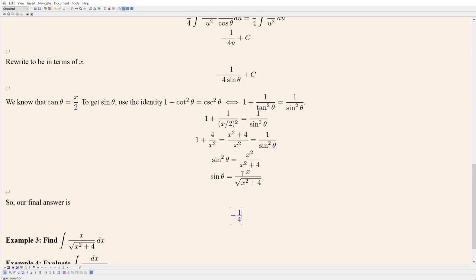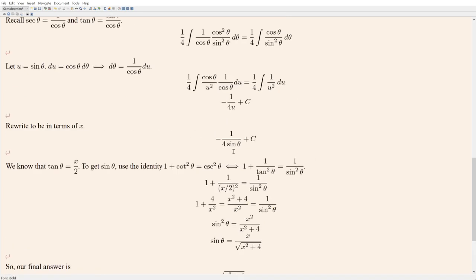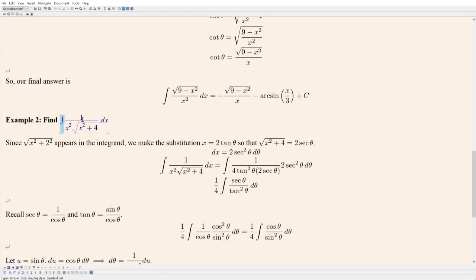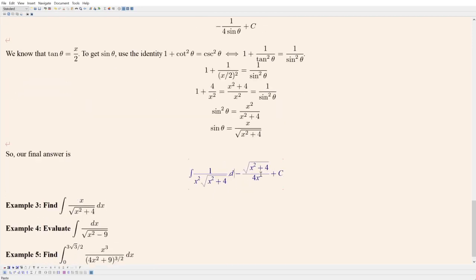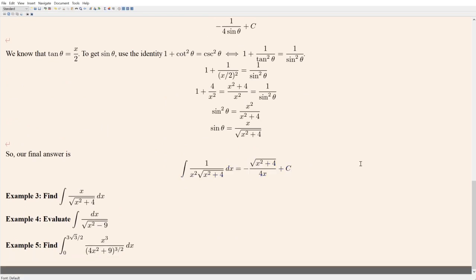So 1 over sine, so that means it's going to be the reciprocal of this. And let me just go ahead and put that 4 there. Just looks a little nicer that way. And let's not lose sight of what it is we were doing in the first place. So there we go.